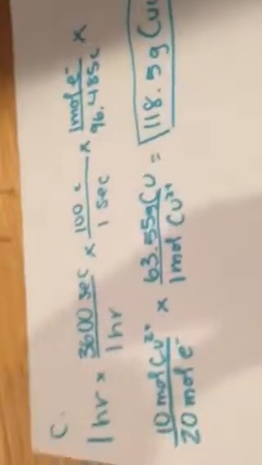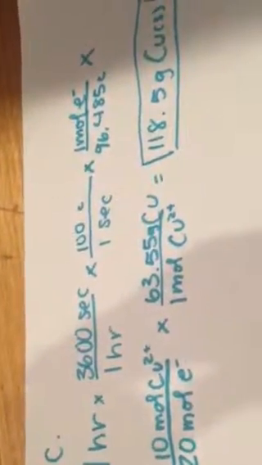Okay, and then let's look at what part C asks us. In an electrolytic cell, Cu is produced by the electrolysis of CuSO4. Calculate the maximum mass of Cu that can be deposited by a direct current of 100 amperes passed through 5 liters of 2 molar CuSO4 for a period of 1 hour. So we're going to start at 1 hour and we're looking for grams of Cu solid.